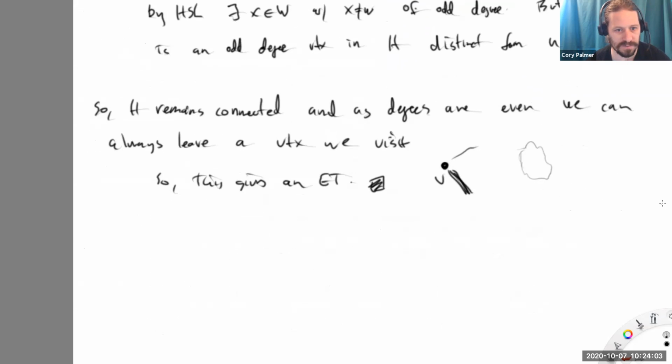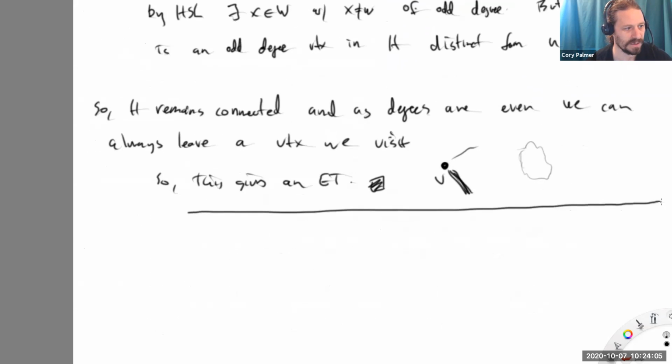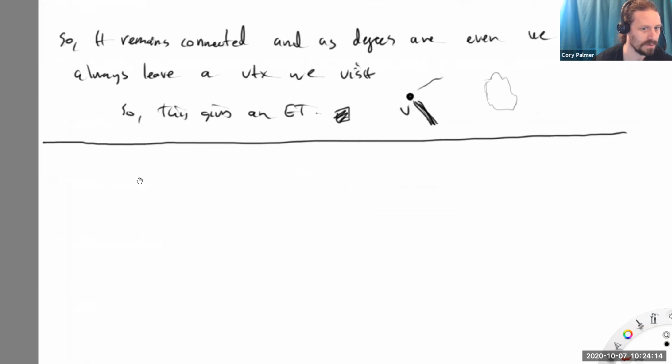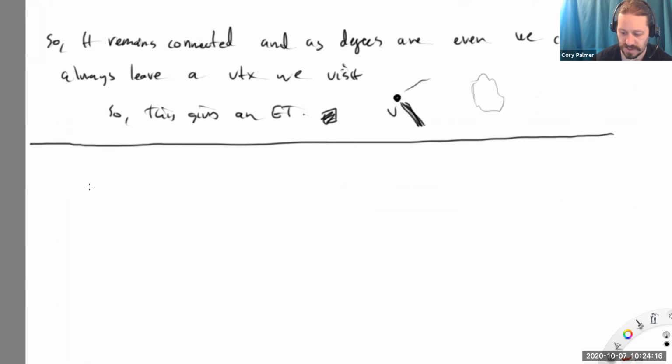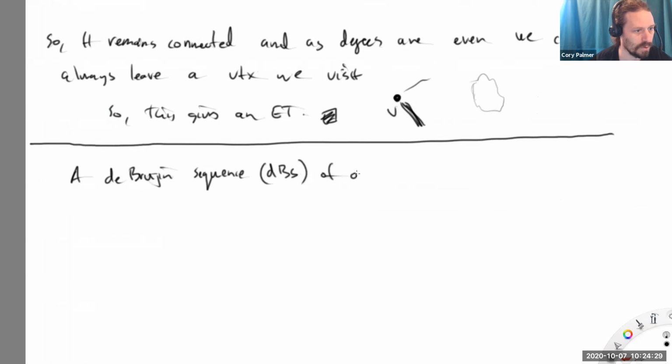Now I want to give a really cool application here of Euler tours, a way to construct something that doesn't seem to have anything to do with them on the face of it. Okay, so let's produce something here called a De Bruijn sequence. I'm going to denote these DBS of order n. This is a definition.